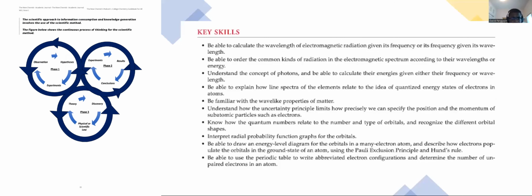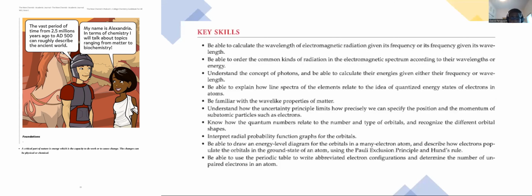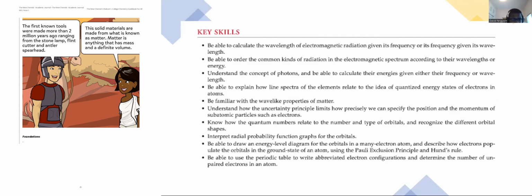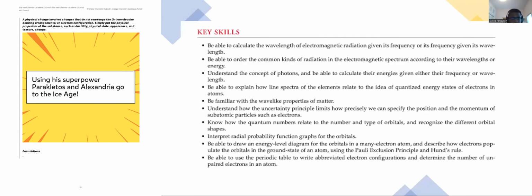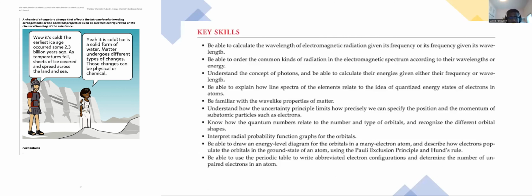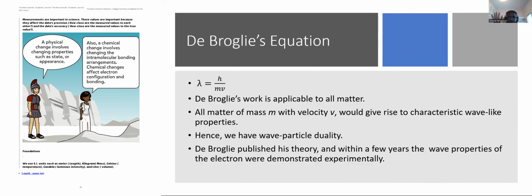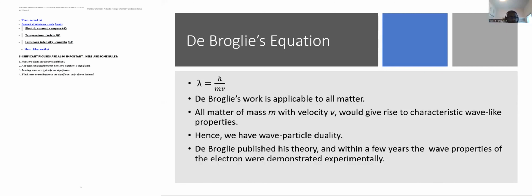In terms of what we're going to discuss today, I want you to understand how line spectra of elements relate to the idea of quantized energy states of electrons and atoms. And the Bohr model gives a good description, a good visualization of that. That's the main idea for today. And also how common kinds of radiation in the electromagnetic spectrum can be ordered according to their wavelengths or energy. So we're just going to quickly look back, and then we're going to launch forward.